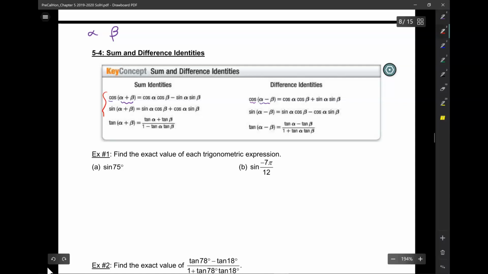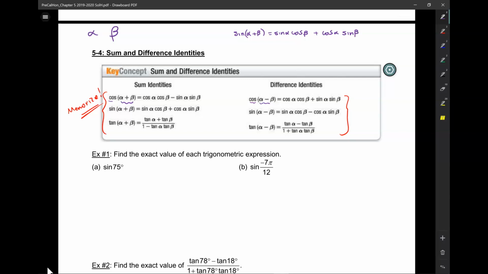And again, these are ones that you have to have memorized, but let me make them a little bit simpler for you. All right, so I'm going to sort of rewrite these. I'm going to write the one for sine first. Sine of alpha plus beta. Again, I'm adding one angle to another angle. And if you see, this is sine alpha cosine beta plus cosine alpha sine beta.